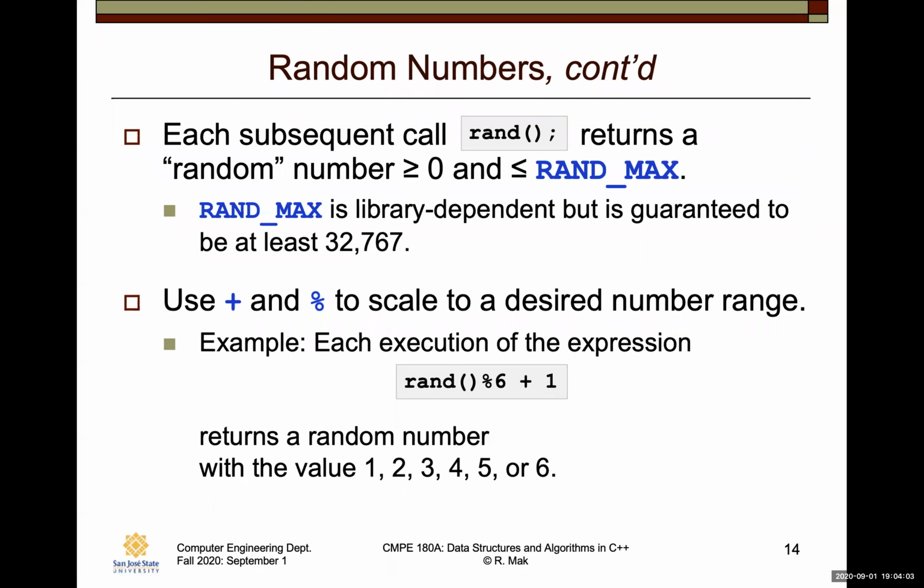How would you include 0 in that? Well, then don't add 1. Then you'll get 0 through 5. And if you want 0 through 6, then you take modulo 7.